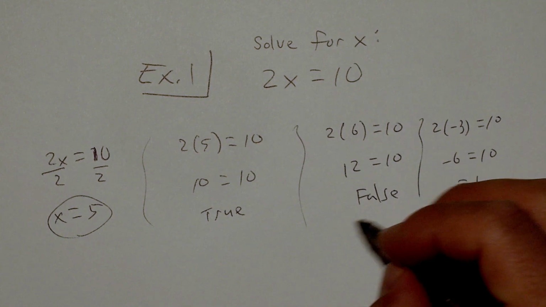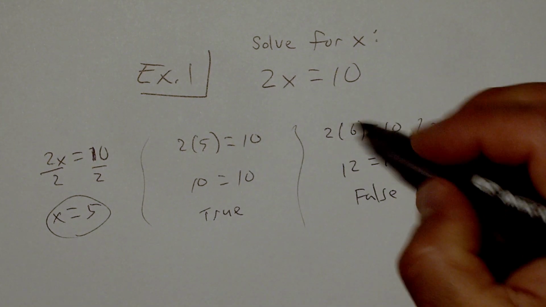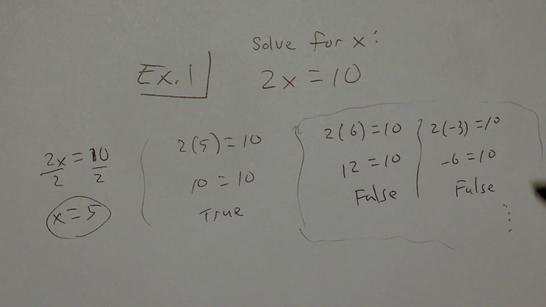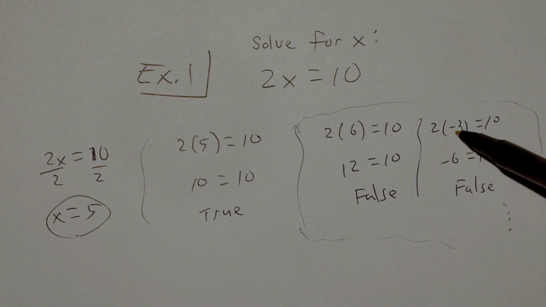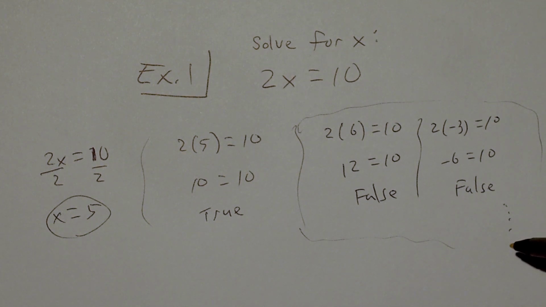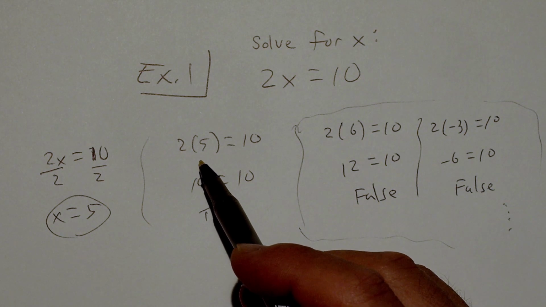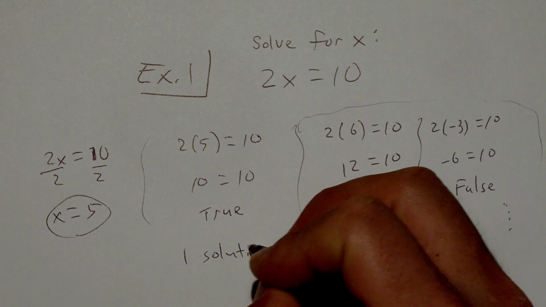So guess what? I could go on and on. I could try any other value I want x to be. I can make it up. As a matter of fact, infinitely many numbers. I just tried 6 here, got a false. I tried -3 here, got false. I could try any number you could think of in the world, and it will always be false except for this one value of 5, right? So this means that we have one solution, okay?